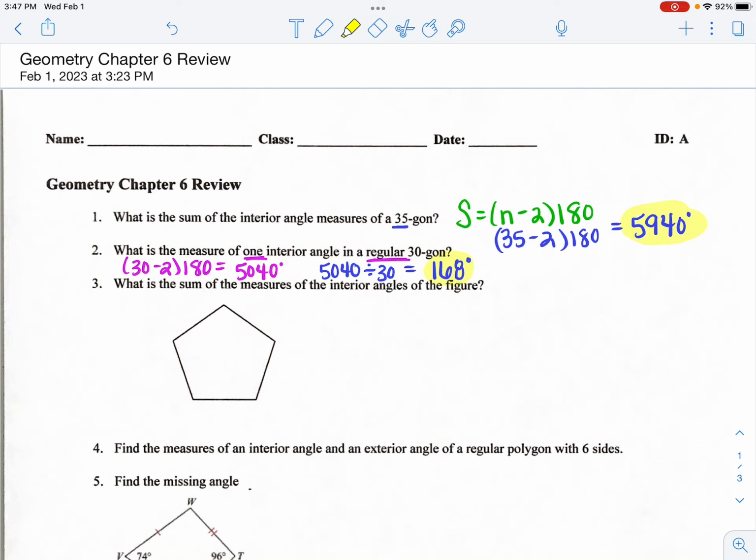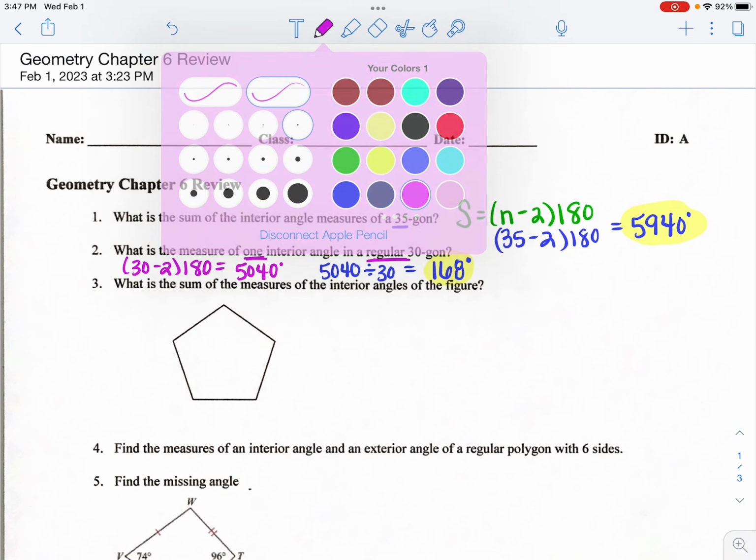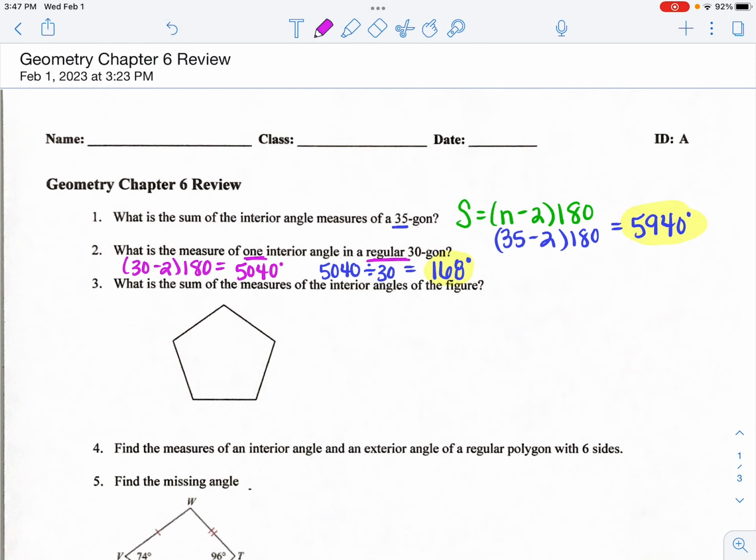Number 3 is actually the same as number 1, and in my opinion, a little bit easier. So here it just gives you the picture. It says, what is the sum of the interior angles of the figure? And I can see here that there's 1, 2, 3, 4, 5 sides. So I'm going to be using the same formula as a moment ago, except 5 minus 2 times 180. I get 540 degrees. So that's the answer for number 3.